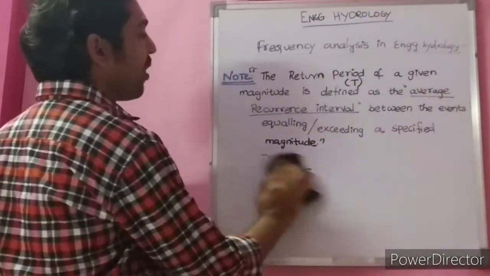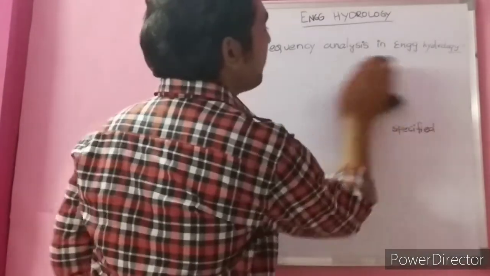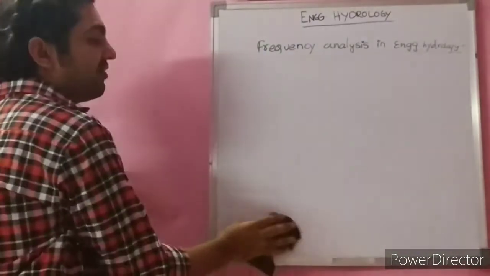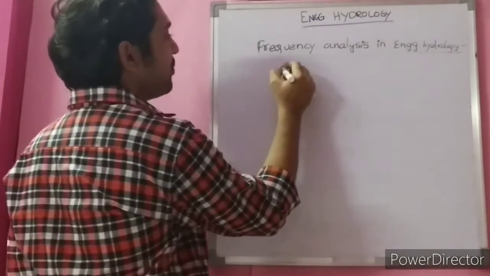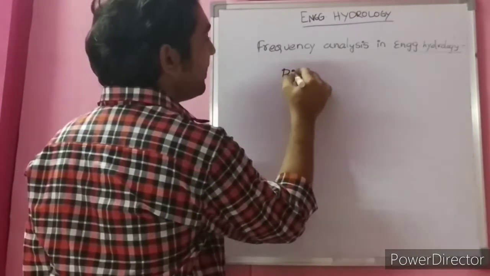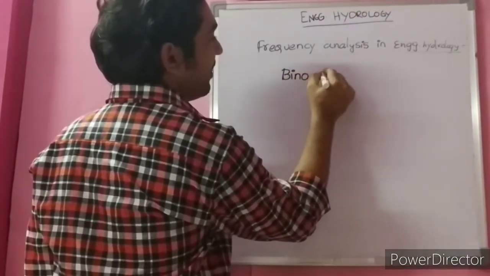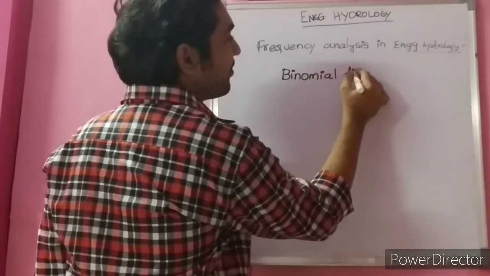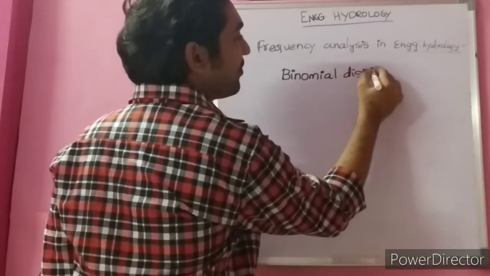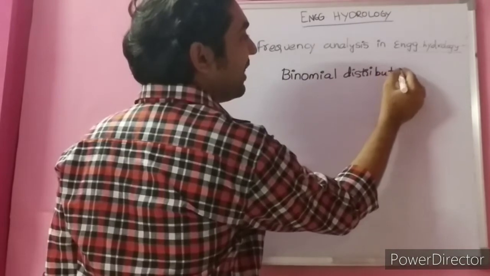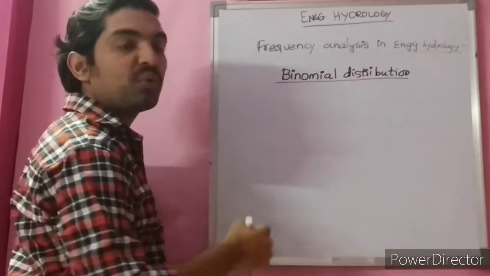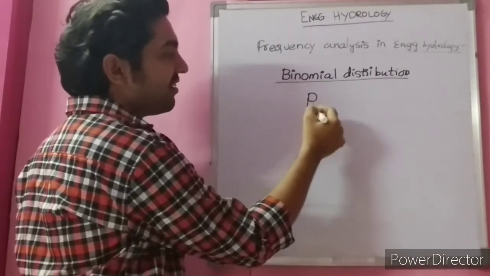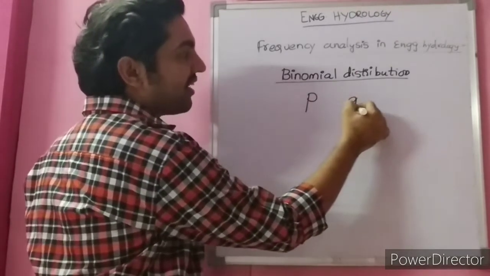So this is the probability, 1 by T. Very important. Many objective questions are based on this concept. This distribution is based on the probability theory, binomial distribution. Already we have seen binomial distribution in probability. There are only two chances. Binomial means only two. Either the probability of occurrence is P, or the probability of non-occurrence is Q.